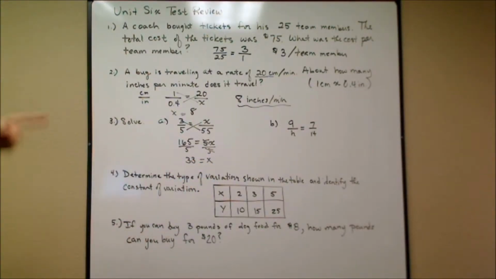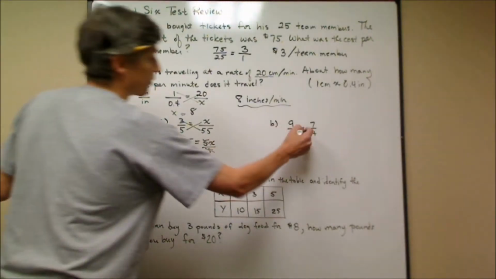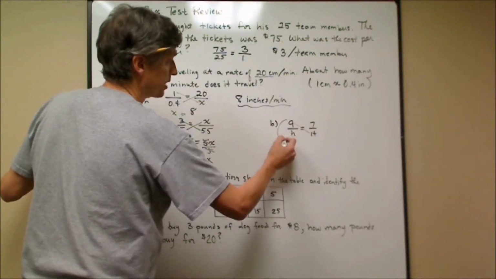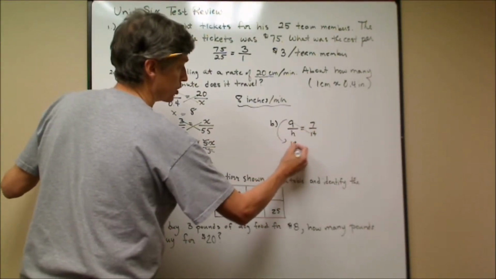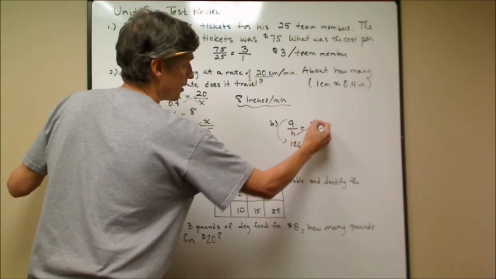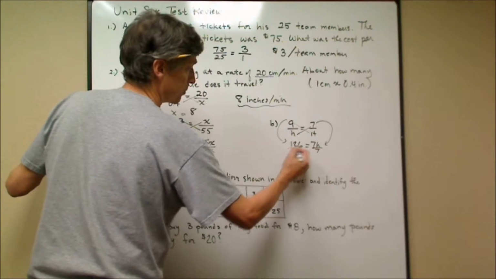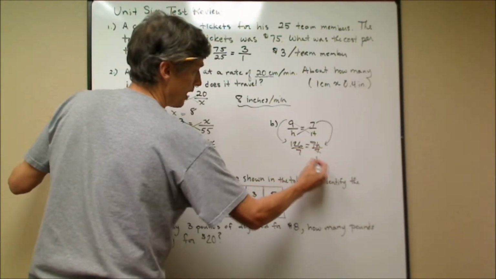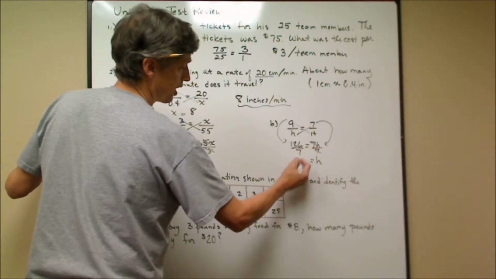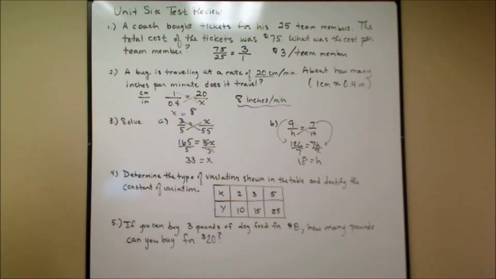All right. On the next one, very similar. I'm going to multiply this way. 9 times 14 is 126. h times 7 is 7h. I'm going to divide both sides by 7. And h is equal to, looks like 18. Remember those two steps: cross multiply, and divide.